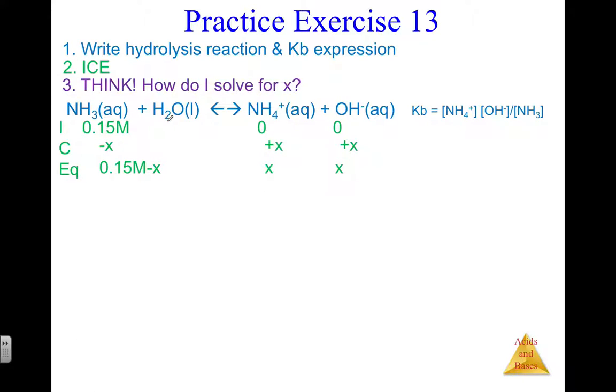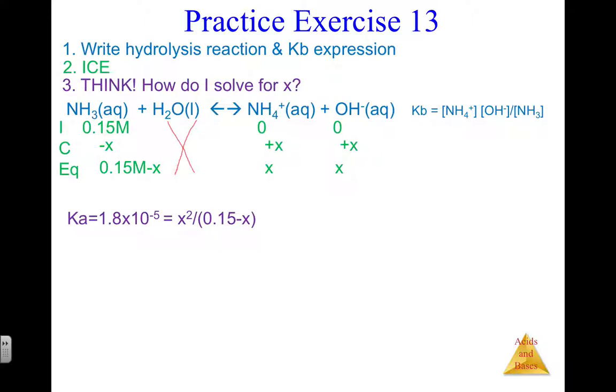Again, water, a liquid, is not included in the Kb expression. We do not need to include it in the icebox. Put an X right there to remind myself. We leave that out. Now we're in step 3. Think, how do I solve for x?